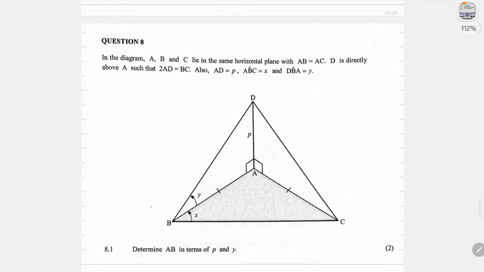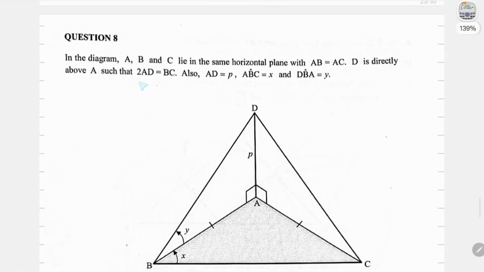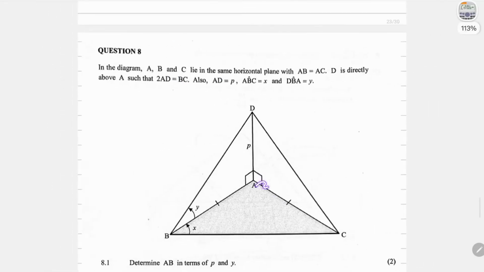Okay, question 8 says, in the diagram, A, B, and C lie in the same horizontal plane. So you can see that's like the flat ground of this 3D shape. And then they tell us that AB is equal to AC, as we can see there, and D is directly above A, such that 2AD, so twice the size of this, is equal to BC.